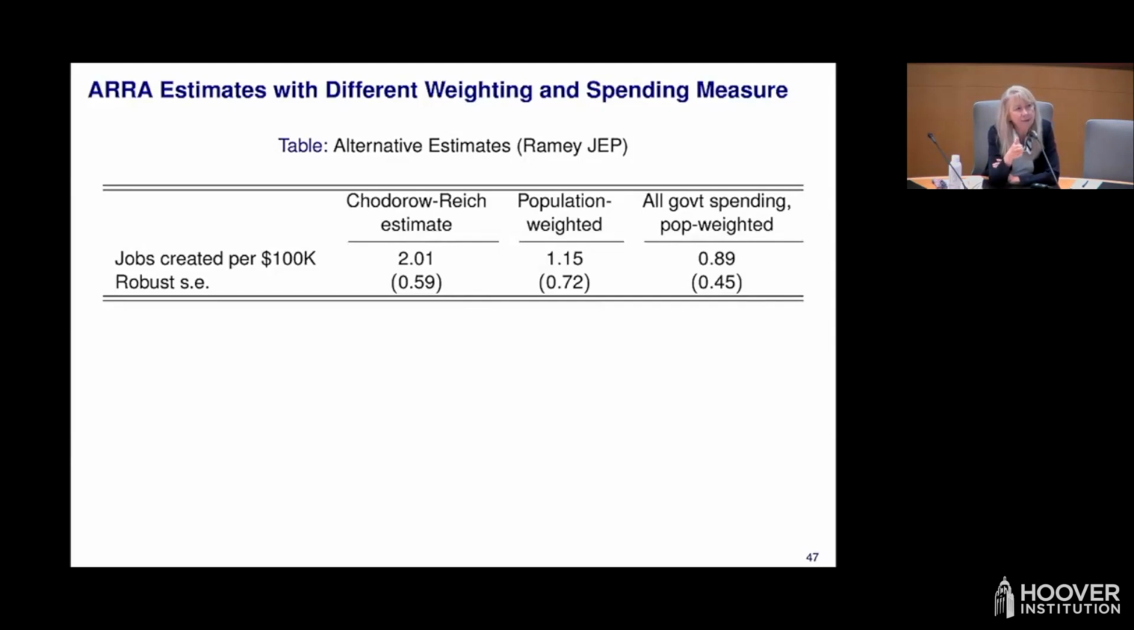Then all I do is just reweight and do population weighted estimates to see what it looks like. And it drops from 2 to 1.15. The standard error goes up there. How about wealth weighted? Well, whatever weighting you want. The third column also does the population weighting, but takes into account total spending, right? Because if you're talking about a multiplier, you want to count any induced spending by state and local as well. So I take federal and state and local, and lo and behold, the multiplier drops to 0.9, or the jobs created, which is basically the multiplier.